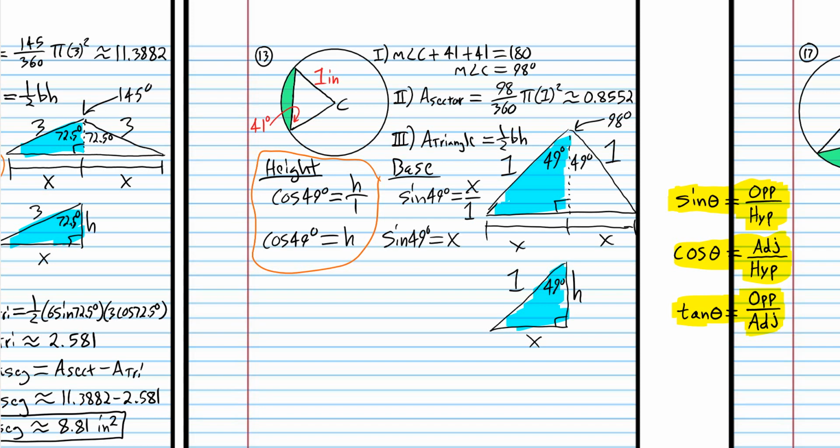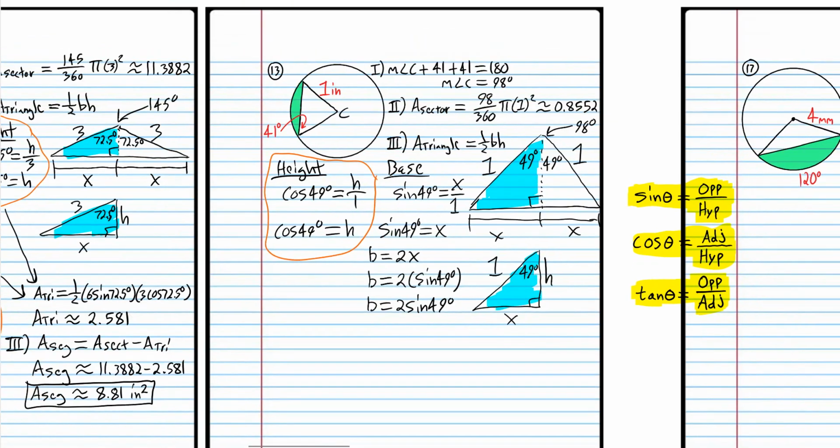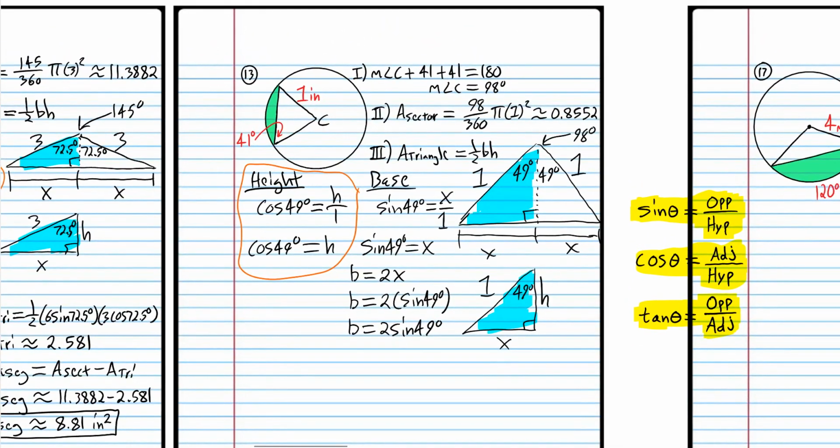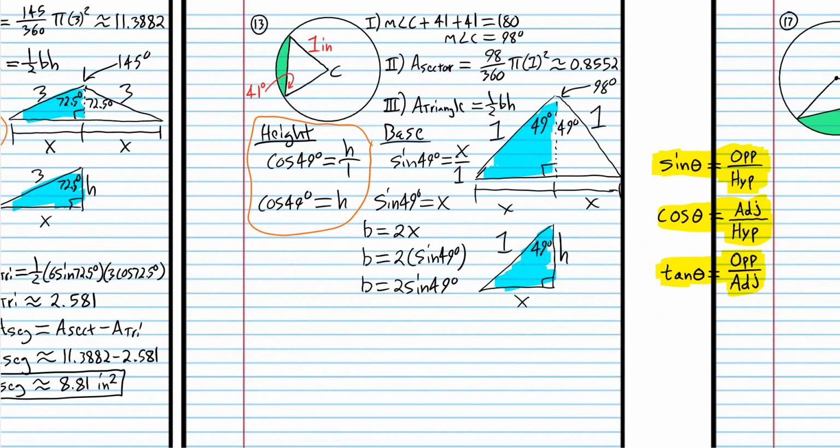So now we want to find the base, because we don't really want x, we want the base. So that's 2 times x, so 2 times sine 49 degrees. And we can just simplify that and get rid of the parentheses. When you're multiplying a trigonometric ratio, you don't really need the parentheses. You can just put the number right in front. So all that was just to find the base of the triangle.